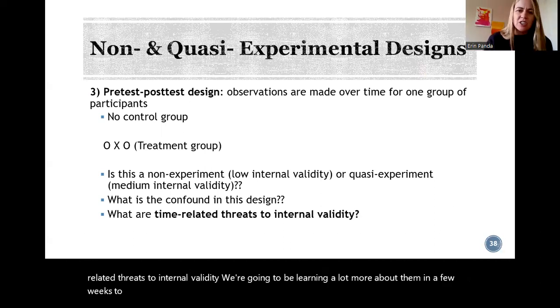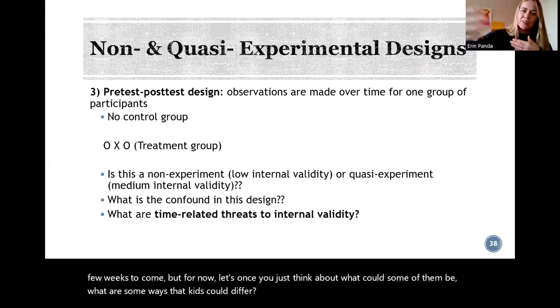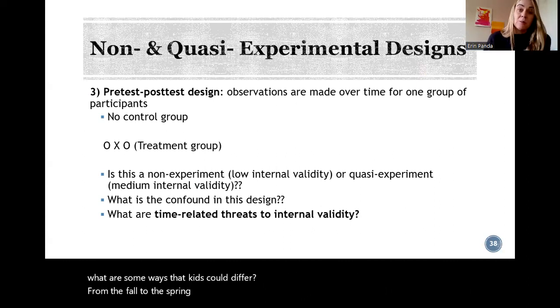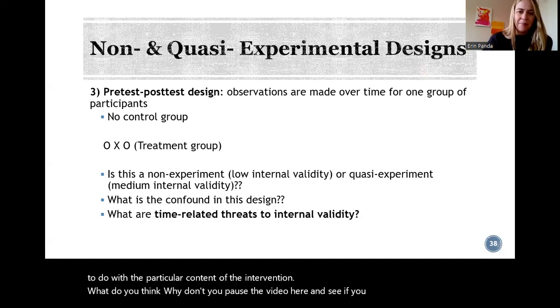But for now, why don't you just think about what could some of them be? What are some ways that kids could differ from the fall to the spring in grade 2 that could improve their reading skills that have nothing to do with the particular content of the intervention? What do you think? Why don't you pause the video here and see if you can say it out loud?